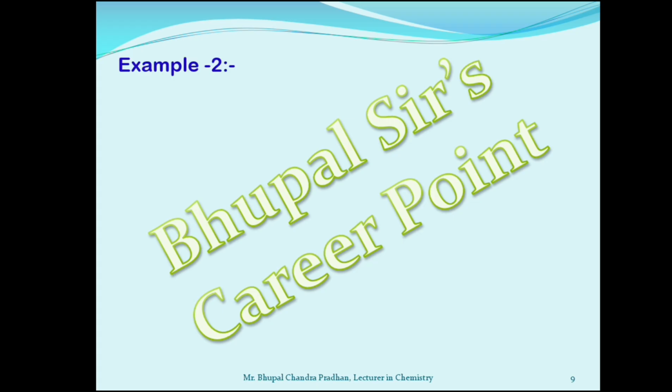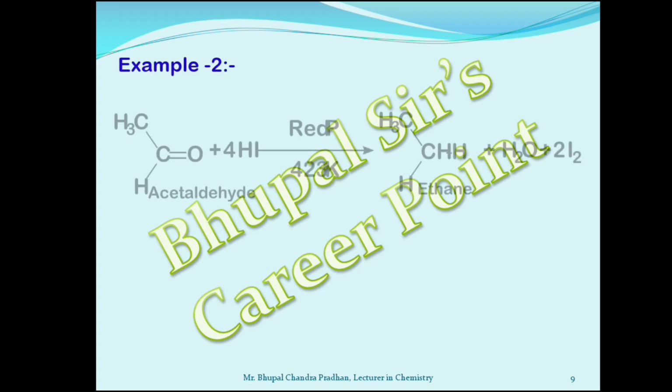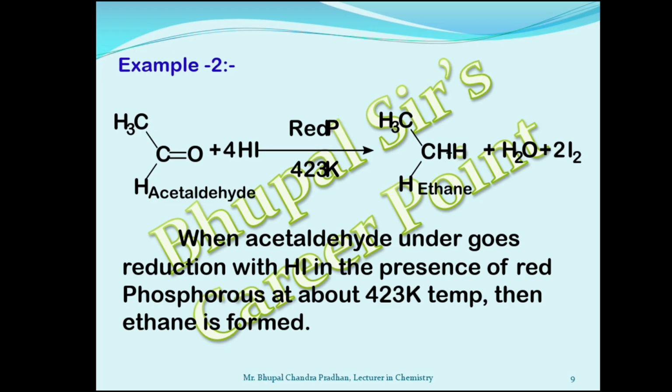Let us come to example 2. Let us take acetaldehyde, CH3CHO. When acetaldehyde undergoes reduction with HI in the presence of red phosphorus at about 423 Kelvin temperature, then ethane is formed. Thus, in the statement we have to write down: when acetaldehyde undergoes reduction with HI in the presence of red phosphorus at about 423 Kelvin temperature, then ethane is formed.